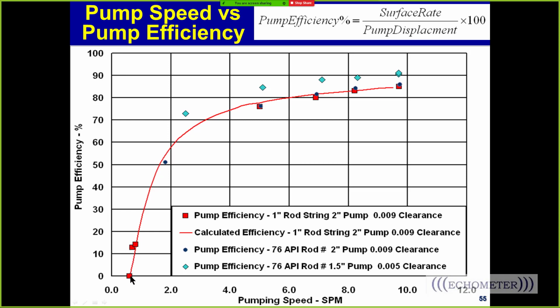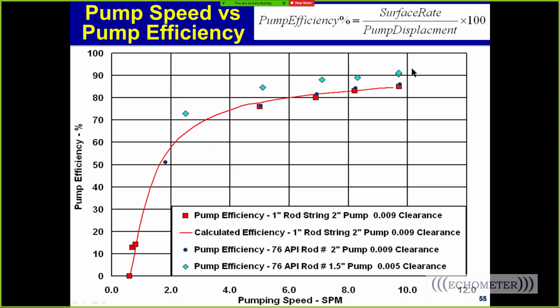If you pumped about 0.6 strokes a minute, 0.6 strokes a minute is about right there, then all of your pump stroke would be lost to slippage. So if you had a 9 thousandths pump clearance, it depends on your pump clearance, but it depends on your pumping speed. As you pump slower, the efficiency of your pump due to slippage goes way down.